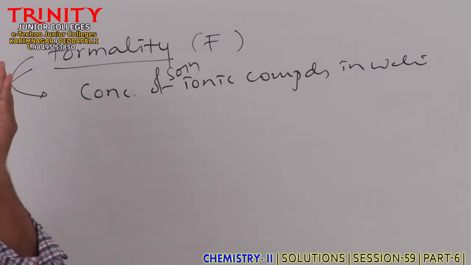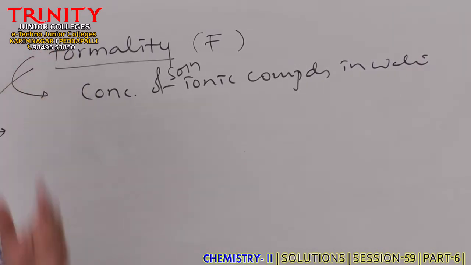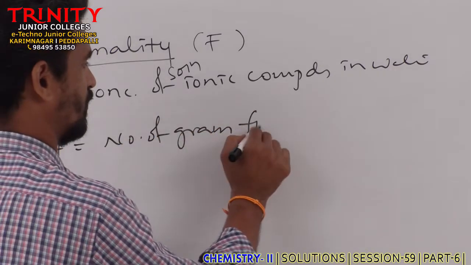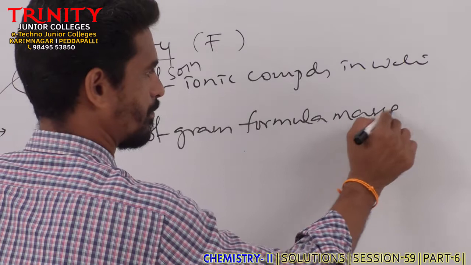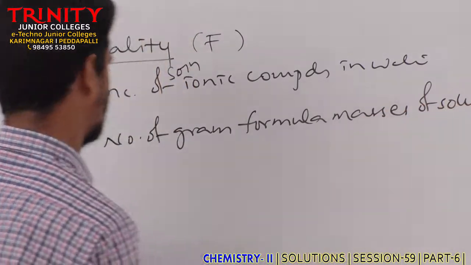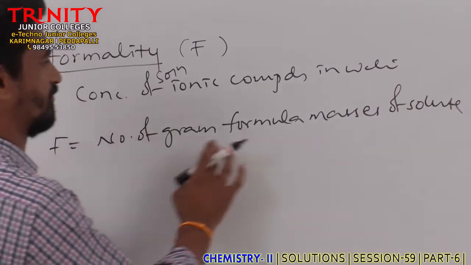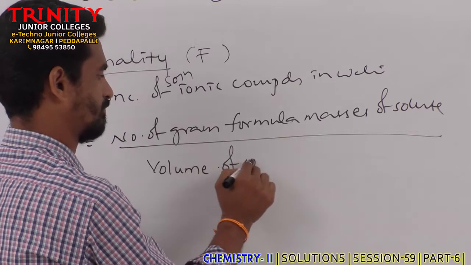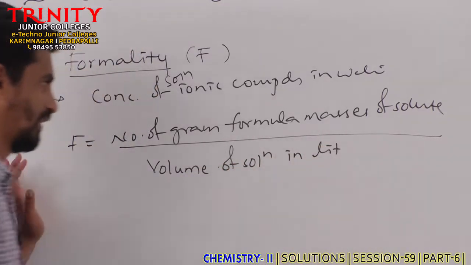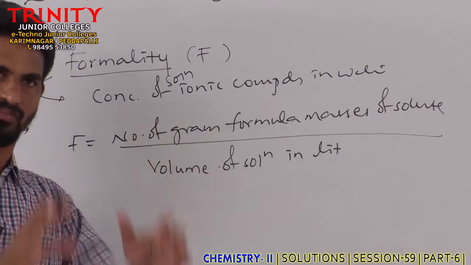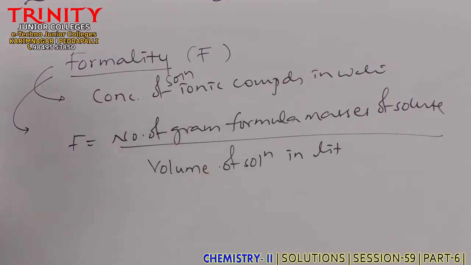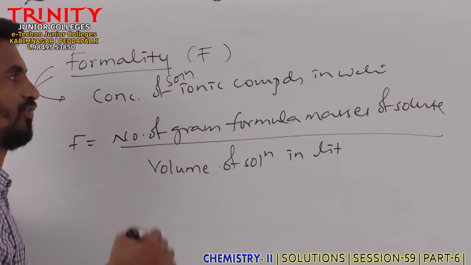Formality is nothing but the number of gram formula masses of solute present in 1 liter of solution. So number of gram formula masses of solute present in what, sir? 1 liter of solution. So number of gram formula masses of solute by volume of solution in liters. Like this we can say the number of gram formula masses of solute present in 1 liter of solution is called formality.